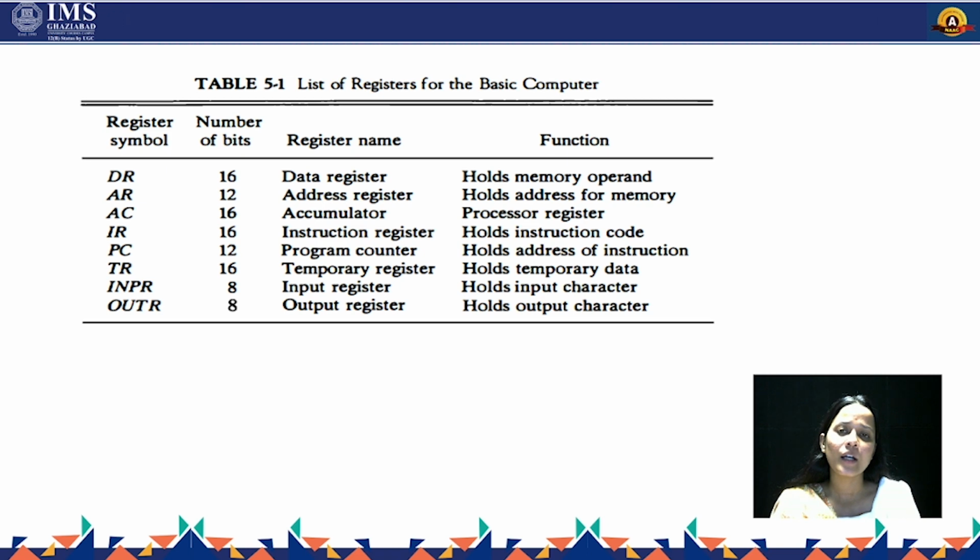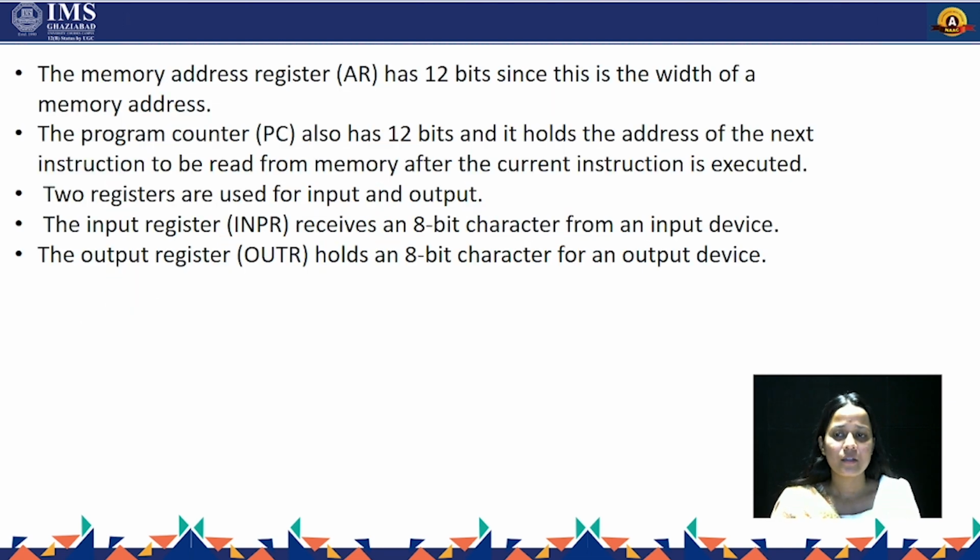The temporary word here means that you can store temporary data in this. Suppose we are doing some kind of multiplication and there are 3-digit multiplication. So the intermediate result can be stored in the TR register. In INPR, we store the input characters, and in OUTR, the output register, we store the output characters. These are the only two registers which hold 8 bits, and the others are 12 and 16.